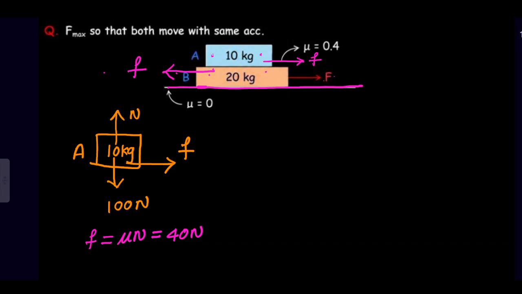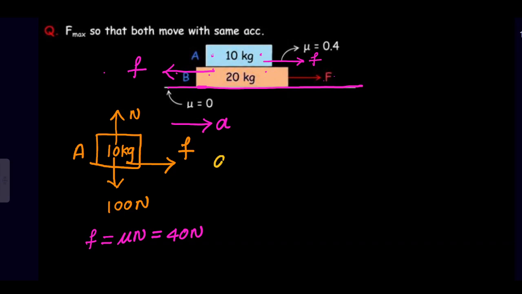So that means on block A, how much force will it experience? 40 newtons. Because of this force, it will have some acceleration. When we apply the force on block B, there is no actual force on this block, but still it is moving. That means the bottom block is causing some force on block A. The force is 40 newtons. Because of this 40 newtons, this block will have some acceleration. So let's find the acceleration of this block.